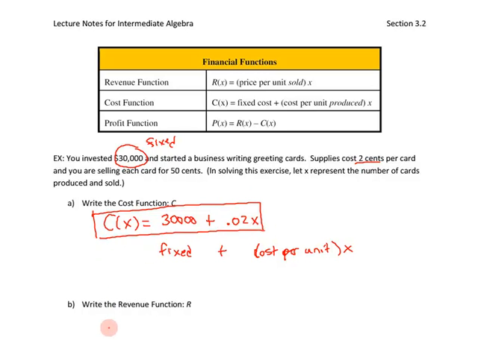Now, what's the revenue function? Revenue function is going to be the amount we bring in. Well, we know that we're going to sell the card for 50 cents, so there's your price. And your revenue function is price times X, right? In this case, that's going to be 0.50 times X, 50 cents times X.